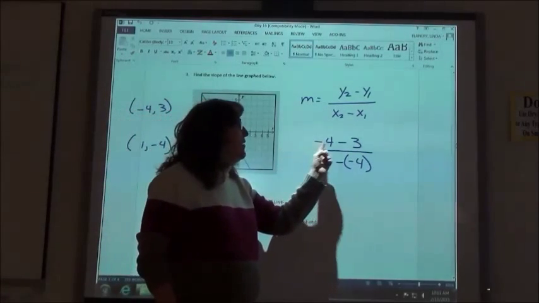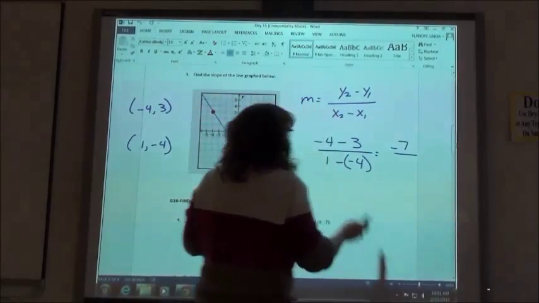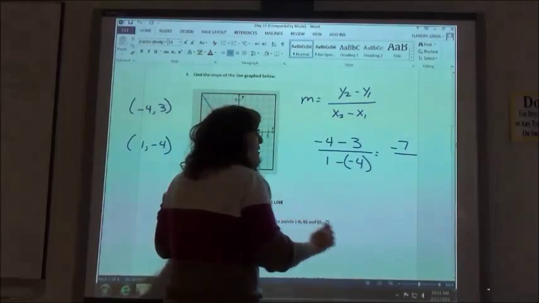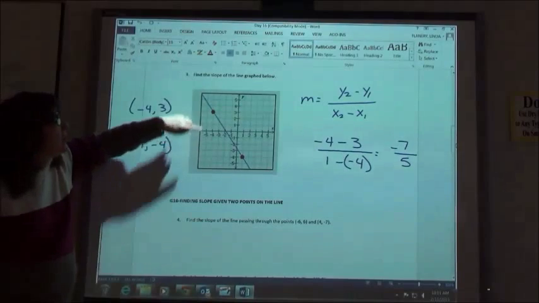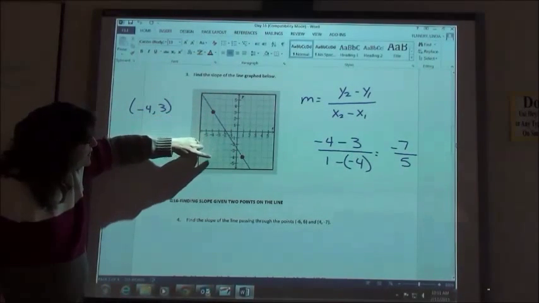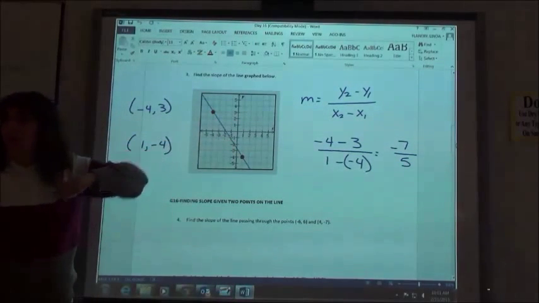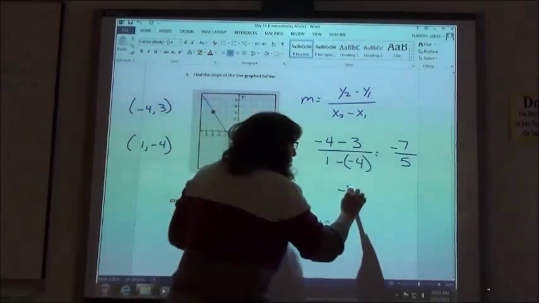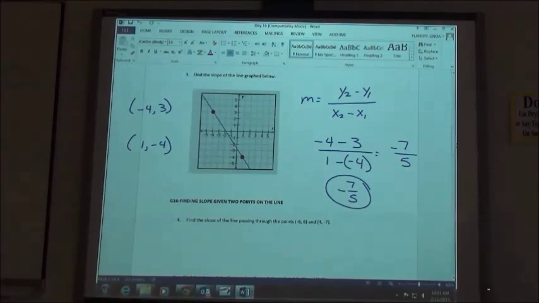So -4 minus 3 is -7. 1 minus a -4 is +5. So then I go back to my graph and I check. If I start here, I'm going to go 1, 2, 3, 4, 5, 6, 7 down, and 1, 2, 3, 4, 5 to the right. We know that when they put it in on the computer, they'll put the negative out in front because they like it that way on the fractions. So -7/5 is your slope. Your line is going downhill from left to right.